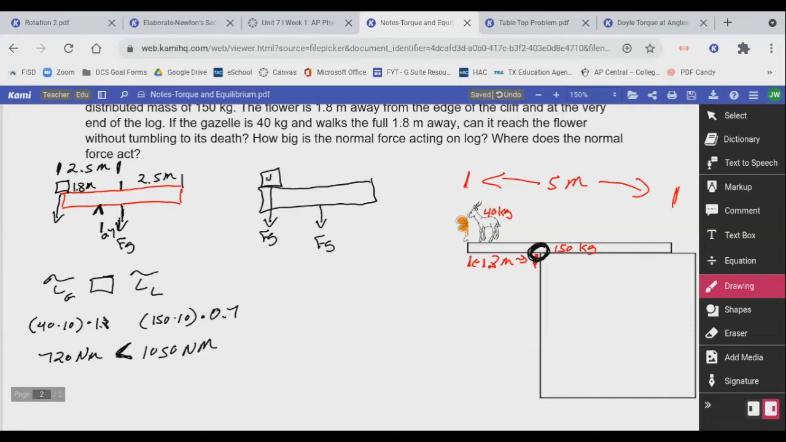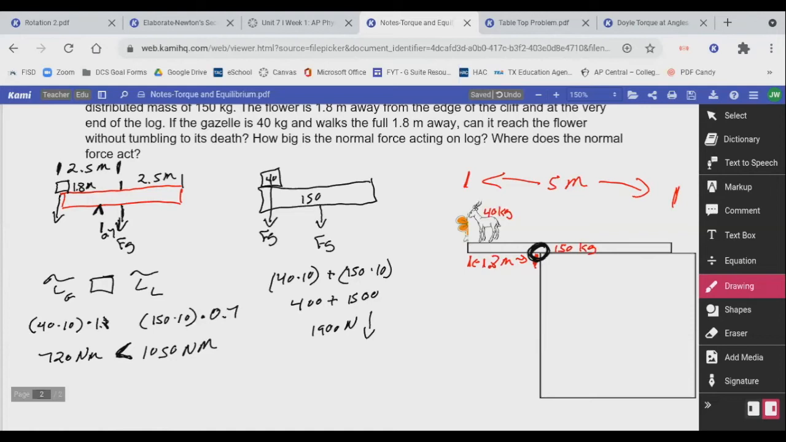This has a mass of 40. This has a mass of 150. So we know our force down. If we add these up, we've got what? 40 times 10 plus 150 times 10. That would be what? 400 plus 1,500, which would be 1,900 newtons of force going down, right? I have a total of 1,900 newtons of force going down.